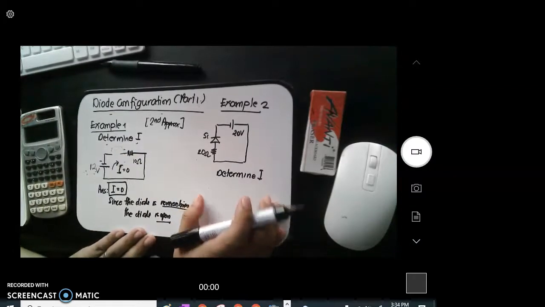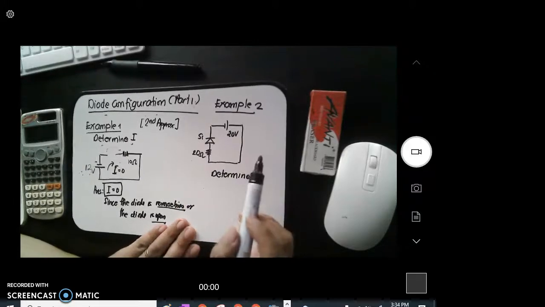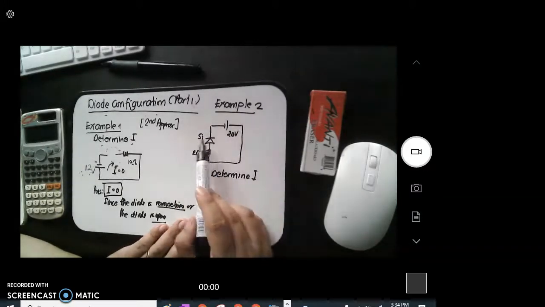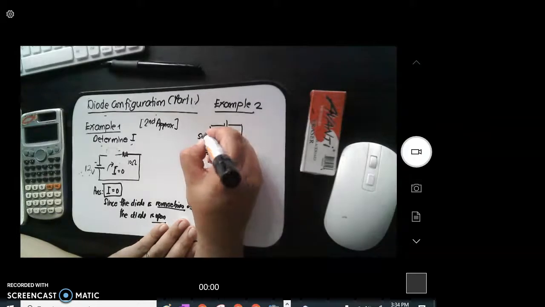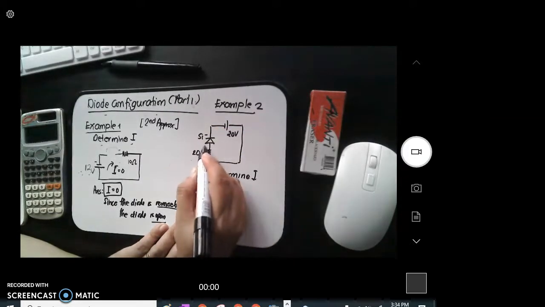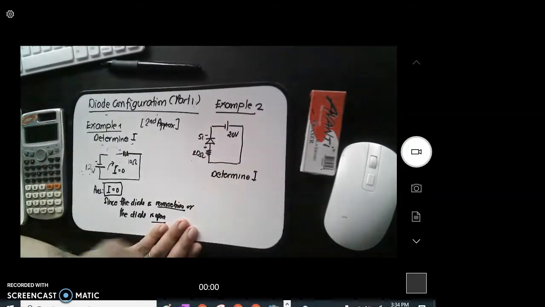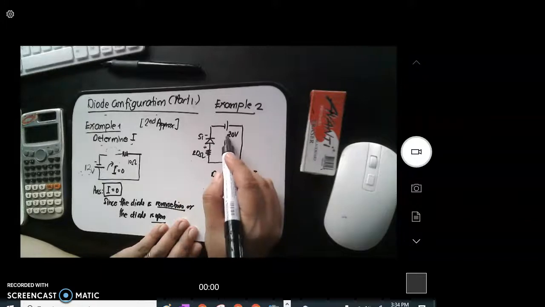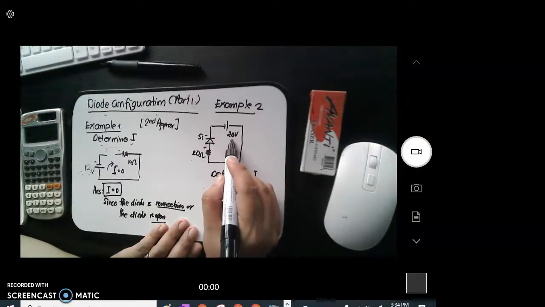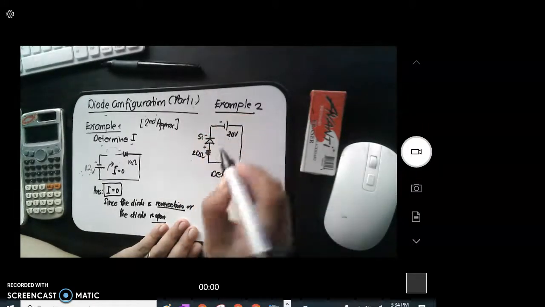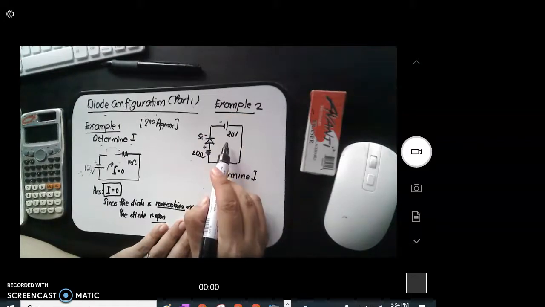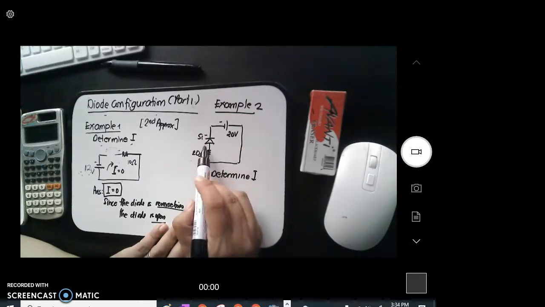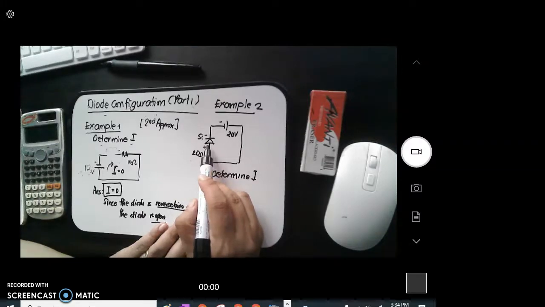Let's proceed now with example number 2. For example number 2, this is your silicon. The cathode terminal is here. This is negative, while the anode terminal is here, and that is positive. We have a series of 20 ohms connected with your silicon. And of course, we have a supply voltage which is 20 volts. Now, this 20 volts is actually negative 20 volts. So the first step is to determine whether your silicon is in forward or reverse bias.